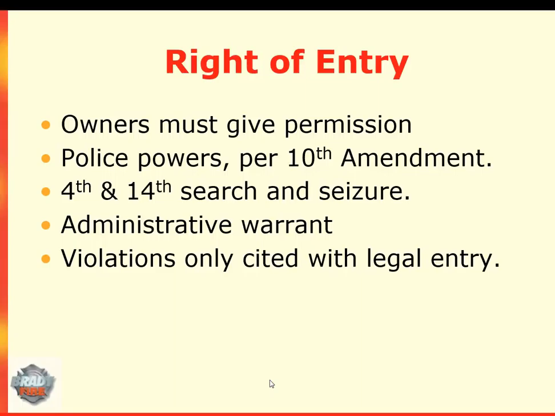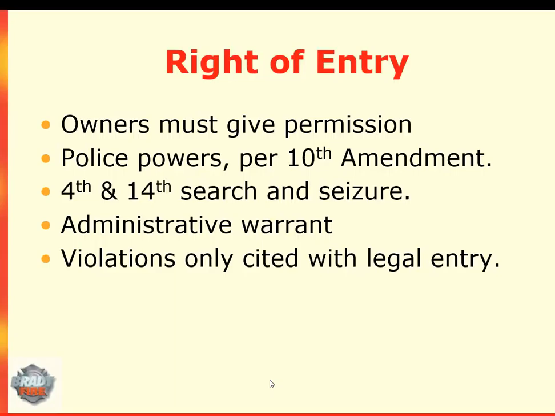The 4th and 14th Amendments protect owners from unreasonable search and seizure. No state shall deprive any person of life, liberty, or property without due process of law, nor deny any person within its jurisdiction the equal protection of the laws. So you can gain access with an administrative warrant, but first you must convince a judge that the fire inspection is warranted and that failure to conduct an inspection could cause harm to the public or occupants of the building.